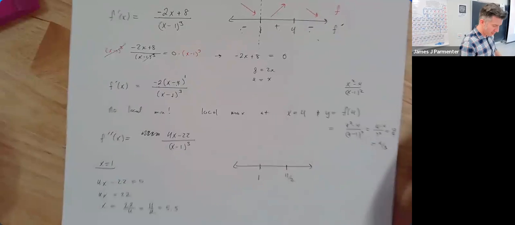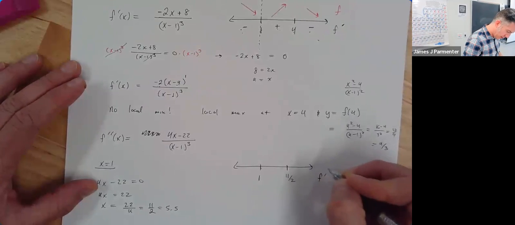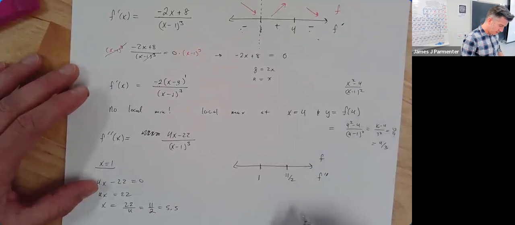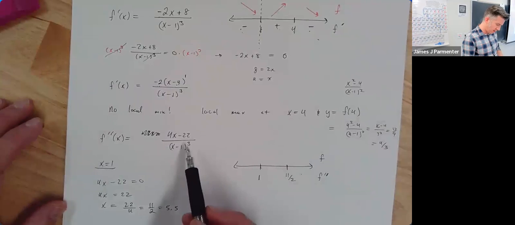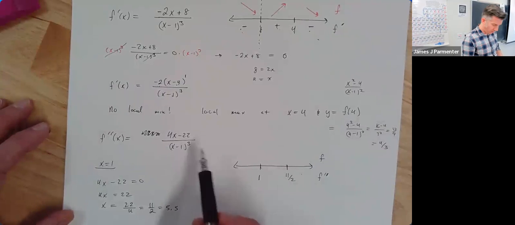Now we do the same game we played before. F prime, sorry, F double prime, and F. So pick a number bigger. Oh, I wrote the wrong thing here, though. I said fourth, but I wrote third.